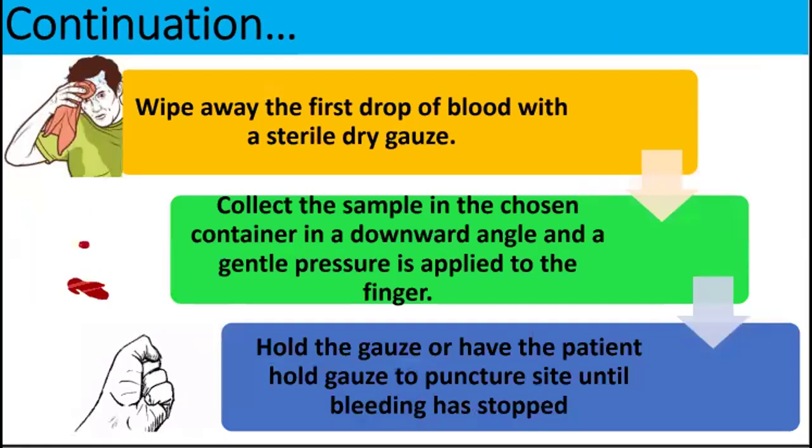After that, we need to wipe away the first drop of blood with a sterile dry gauze. The reason for that is for us to eliminate the interstitial and intracellular fluid during the process. And then we will be collecting the sample. It must be facing downwards in order for us to allow the proper collection.